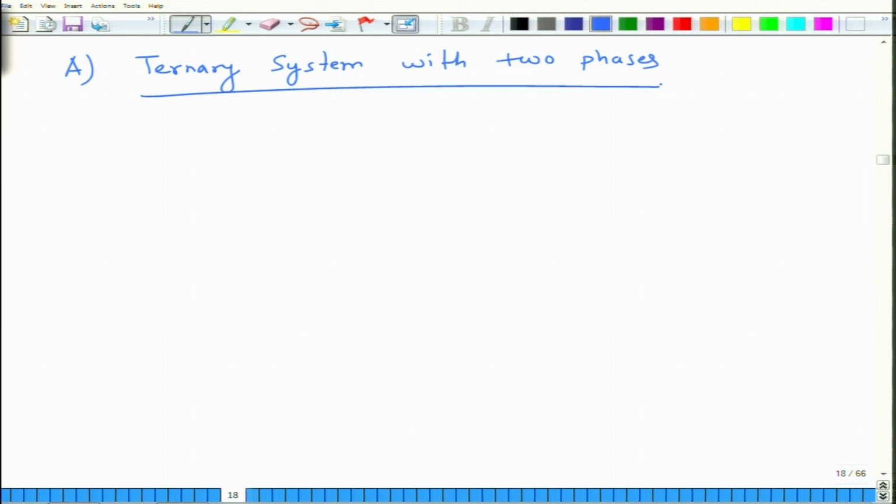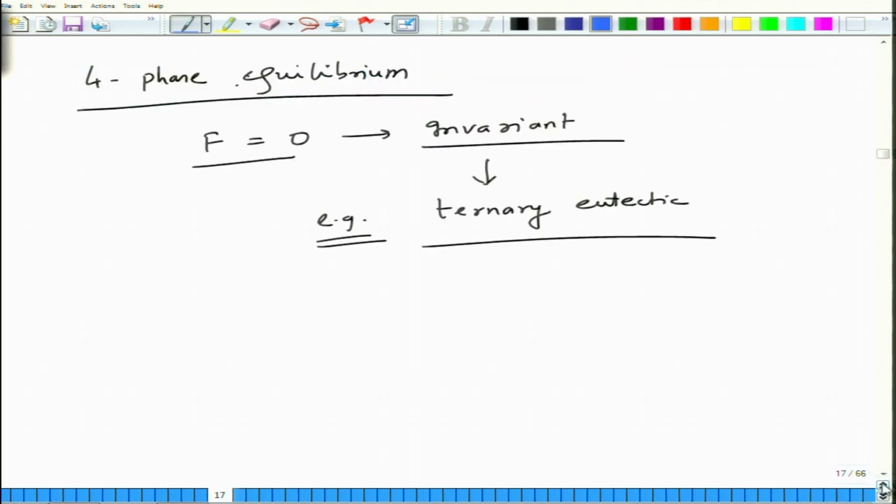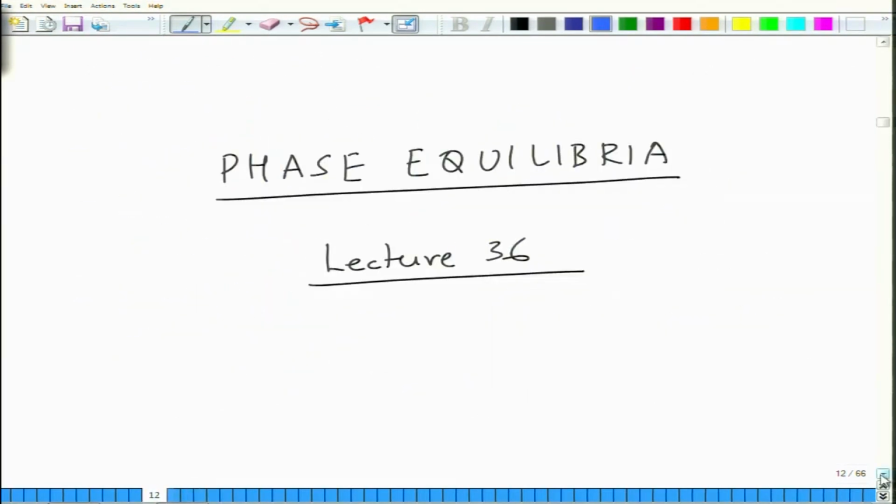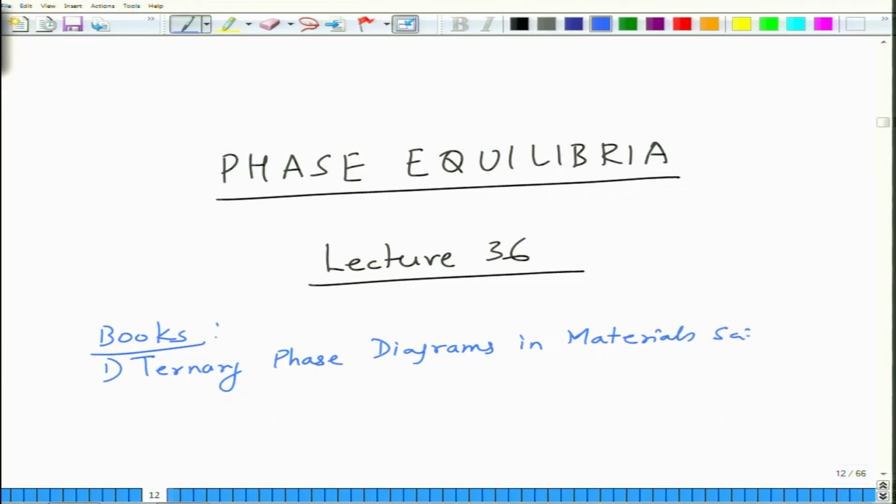By the way, one thing which I forgot to mention, there are 2 books you can refer to. So, let me just write it in the beginning of the lecture. So, the books for ternary phase diagram understanding could be, the first book is Ternary Phase Diagrams in Materials Science by D.R.F. West and N. Saunders. It is a very nice book, comprehensive book.